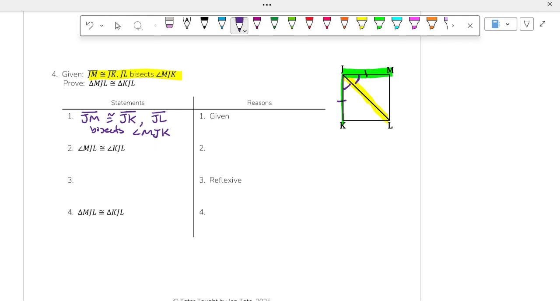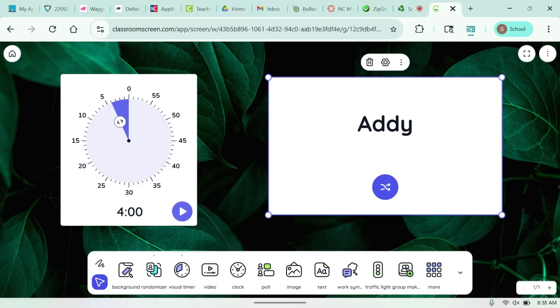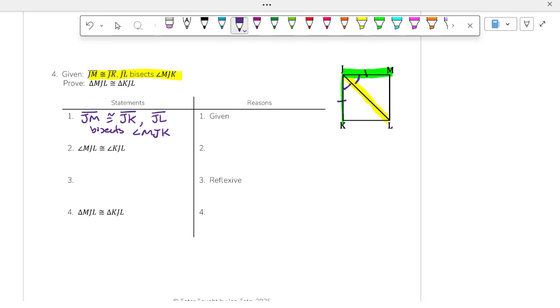So, what do you think my reason will be for number 2? Let's go with Addie. So, what's the reason for number 2? Right, it's the definition of angle bisector. So, like I said, they don't just tell us certain things just for fun. They usually tell us something that would give us enough information to conclude something else. All right.